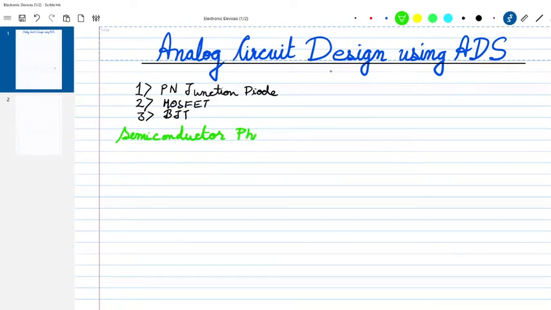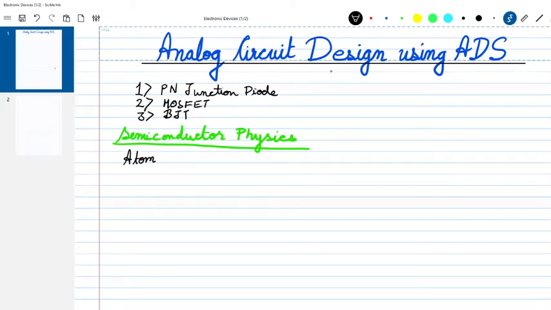Semiconductor physics. First of all we should know what is the basic ingredient of an element. An element is made up of a number of atoms. So the basic particle which you should know is an atom.